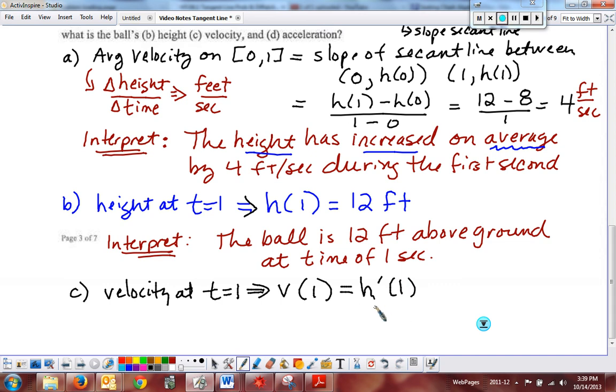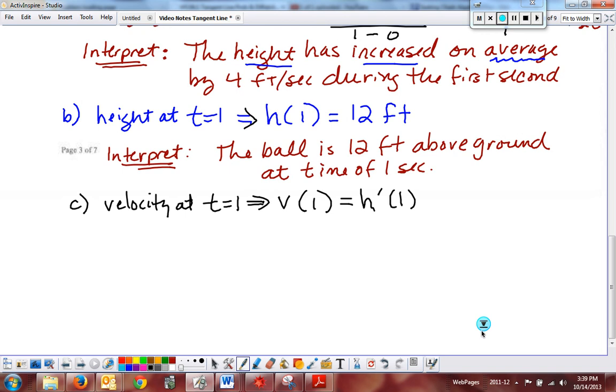Now, it's one of those things about the AP, kind of reading ahead. I also know that part D is finding acceleration, which is a second derivative. I am not going to use the modified form of the derivative here and calculate h prime of 1 only, simply because I'm going to need to take the second derivative. In order to take the second derivative, I have to have a formula for the first derivative. So I'm going to use just the limit definition of a derivative, and I want to find the limit as h goes to 0.